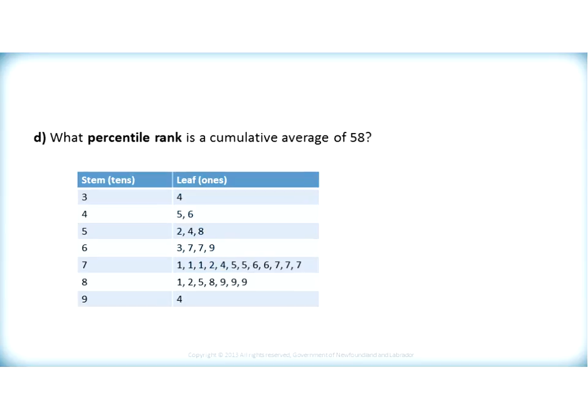Next question, what is the percentile rank for a cumulative average of 58? Well, you'll see that 58 is right here in my data. So 58 is the 6th number if we start from the lowest value, which is 34 right here. 58 is the 6th value in this set of data. And there are 30 data values in total.